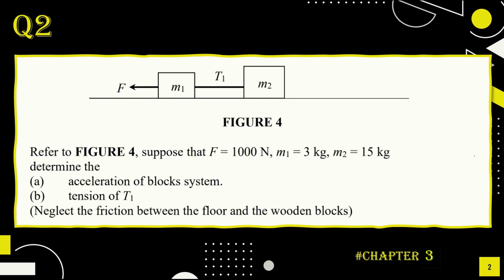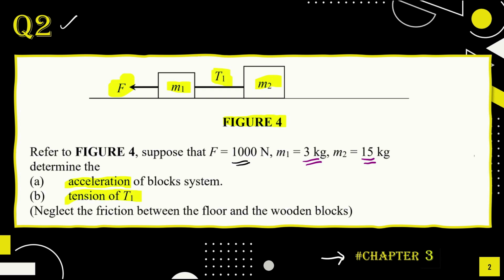The second question of this week is again from chapter 3. The question is, okay, we have a figure 4 here. We have two blocks, block M1 and M2, being pulled to the left. We have the information that the external force is equal to 1000 Newton. Mass number 1 is 3 kilogram. Mass number 2 is 15 kilogram. We need to determine the acceleration of the block system, and also we want to determine the tension T1.